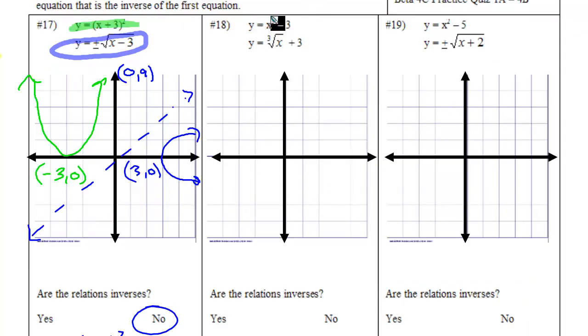18, this graph here, the parent graph is x cubed. This minus 3 moves it down 3. So it looks something like this.